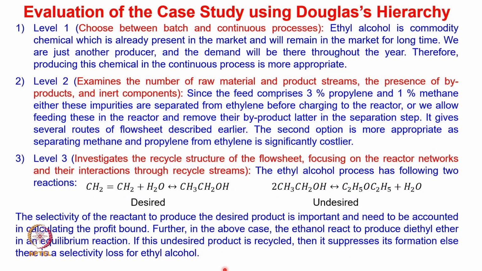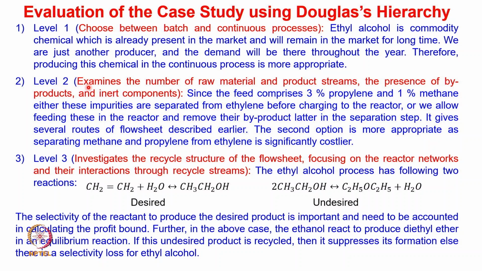So once this is done, now we wanted to evaluate the obtained flow sheet. For that we are using the decomposition method suggested by Douglas. In level 1, we have to select whether the process should be batch or continuous. Ethyl alcohol is a commodity chemical which is regularly used, so clearly it is going to remain in the market for a longer period of time, and its demand is spread over the entire time in a continuous manner. Therefore, producing ethyl alcohol by a continuous method is more appropriate compared to batch production.